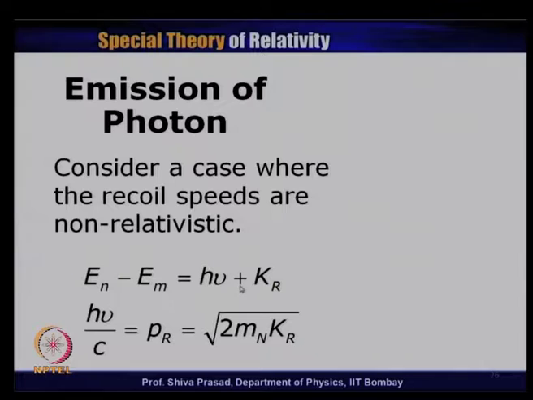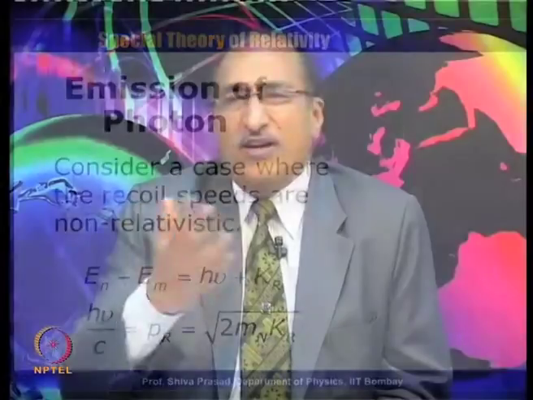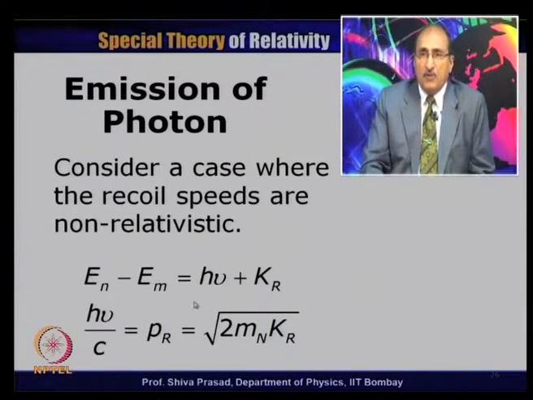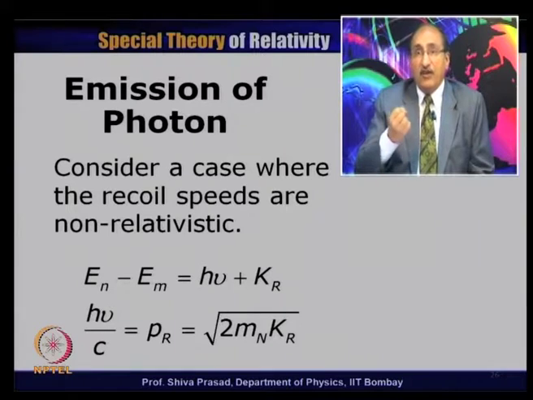Let us consider the case of emission of a photon, and let us assume that all recoil speeds are non-relativistic. Let us not consider very high energy transitions at the moment. Therefore, we can use partly the classical expressions of kinetic energy and momentum. So, let us suppose there is a transition from the n state to the m state. The energy corresponding to this level was En, and corresponding to this level was Em. So, this is the total energy available to me as a result of the transition. This energy will be used in two ways: it will give energy to the photon, and it will also give recoil energy to the atom.